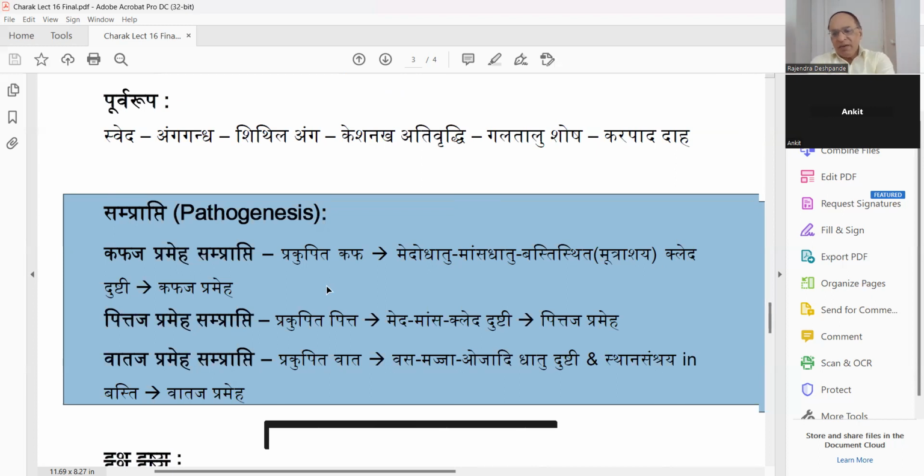In Pittaja Prameha pathogenesis, naturally Pitta Prakopa will be there. It will attack on the Medha Dhatu, Mansa Dhatu, and there will also be Kleda Dushti, and Pittaja Prameha will take place. In Vataja Prameha, there is a Prakupita Vata, then it attacks on Vasa, Majja, Oja, Ityadi, and then Sthana Samshraya in the Basti, and finally Vataja Prameha can also take place.